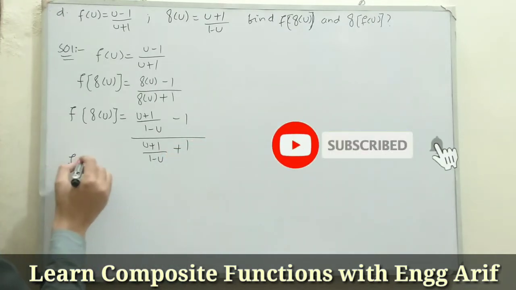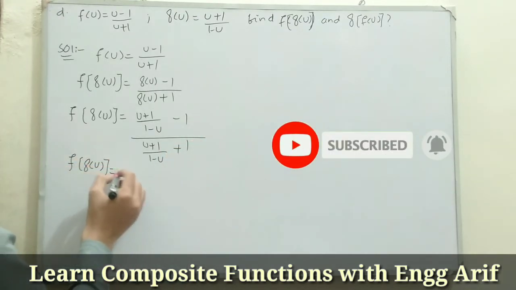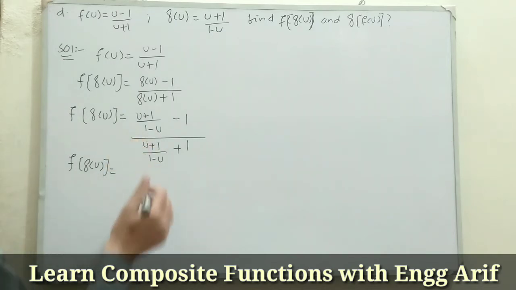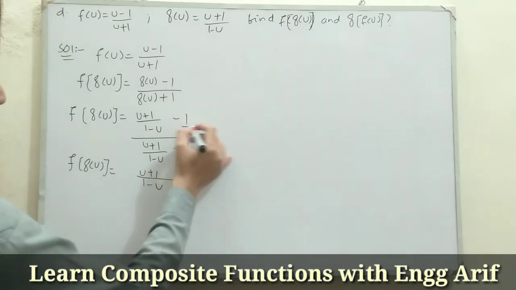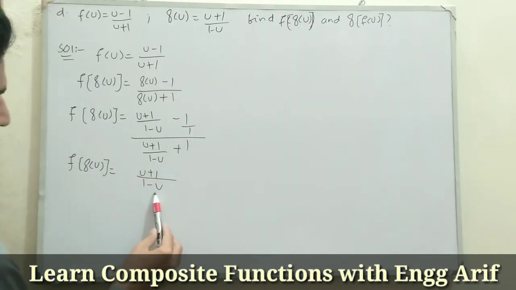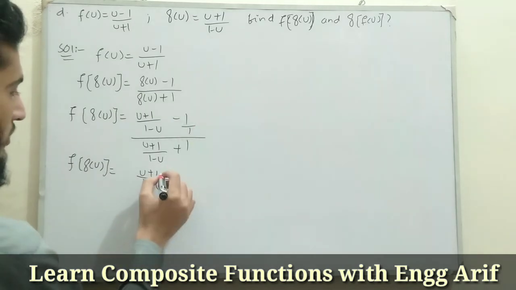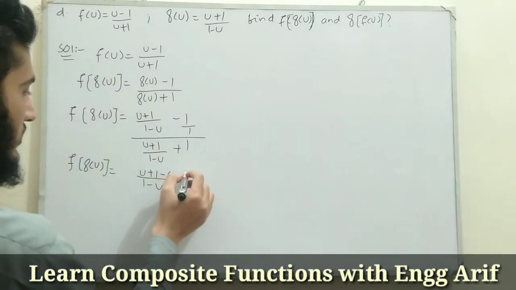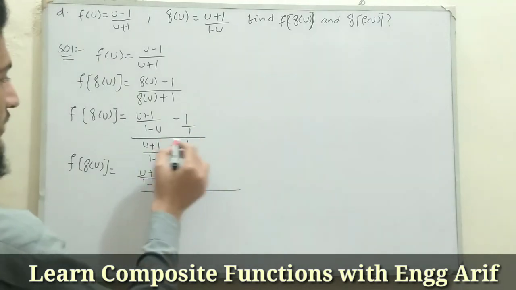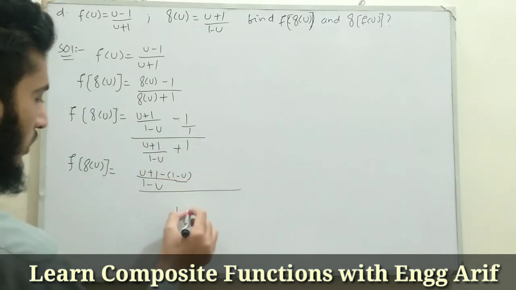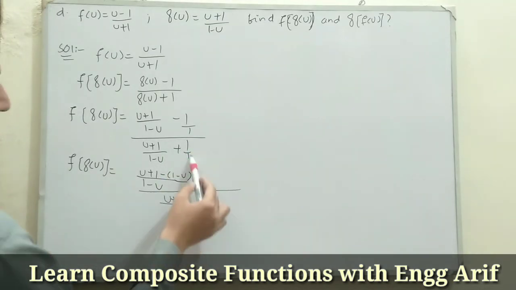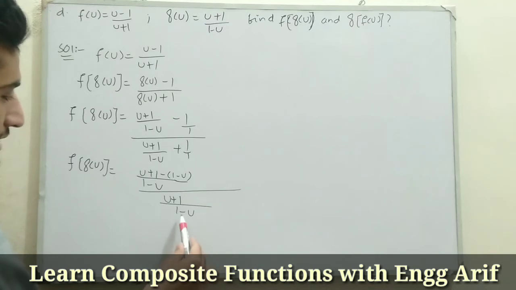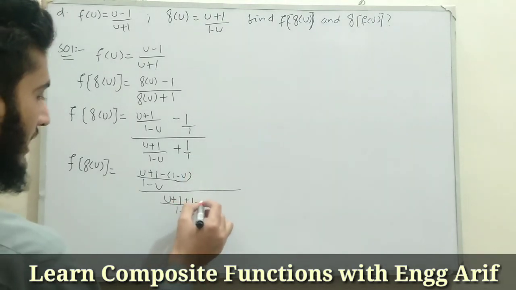Now after this f of g of u becomes, taking LCM 1 minus u in the numerator, u plus 1. Here we have, let's suppose, 1, so we will multiply 1 minus u with 1, so it becomes 1 minus u. So multiply the same 1 minus u with 1, so it becomes minus times 1 minus u, whole divided by, here is the division sign. Over here also take LCM 1 minus u, so it becomes u plus 1. Over here we have 1, so multiply 1 minus u with 1, which gives us 1 minus u. So multiply the same 1 minus u with 1, it becomes plus 1 minus u.